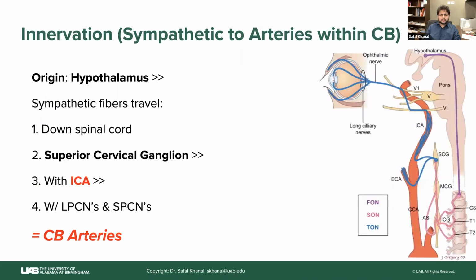There's also sympathetic innervation to the ciliary body, basically arteries within the ciliary body, and it is similar to the pathway that we talked about before, originating in the hypothalamus, and then down the spinal cord, and then to the superior cervical ganglion, travels along the internal carotid artery, and then through the long ciliary nerves, it supplies the arteries within the ciliary body.